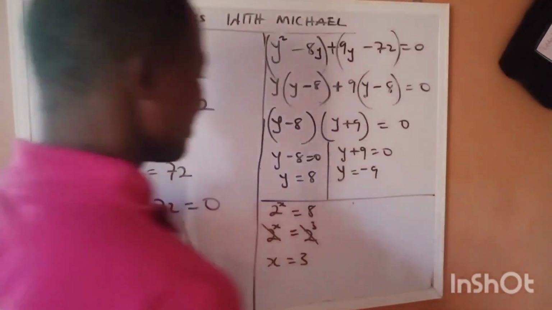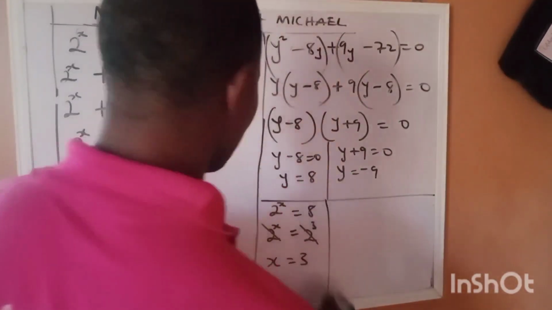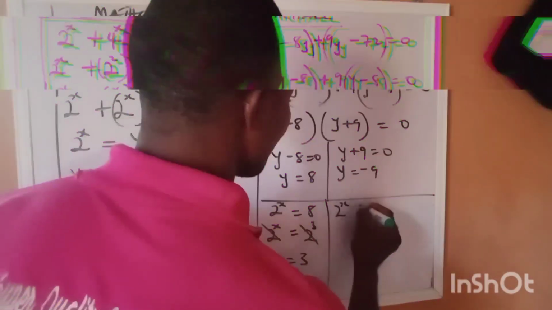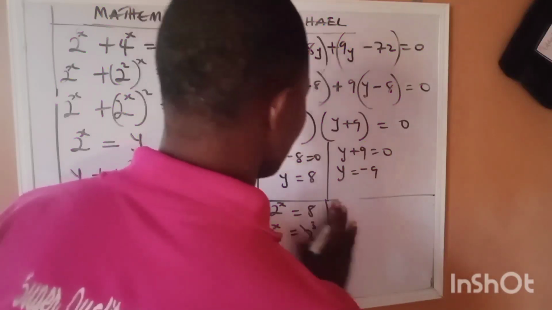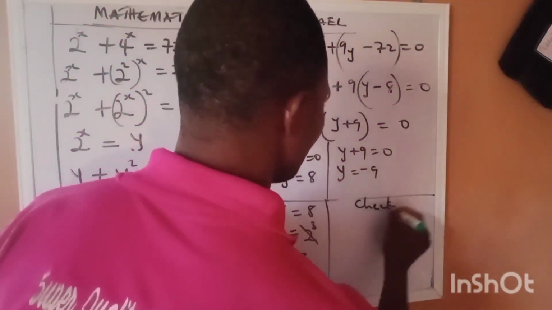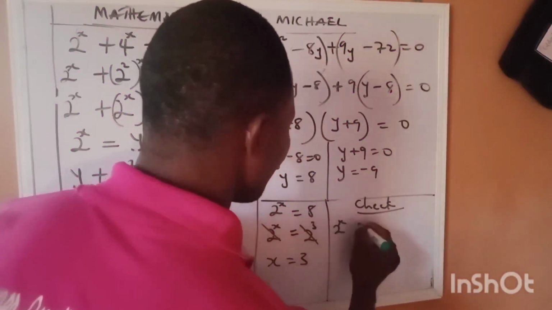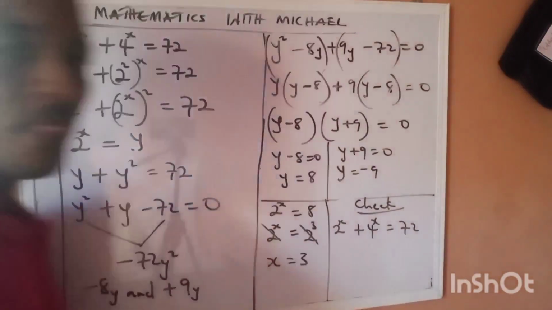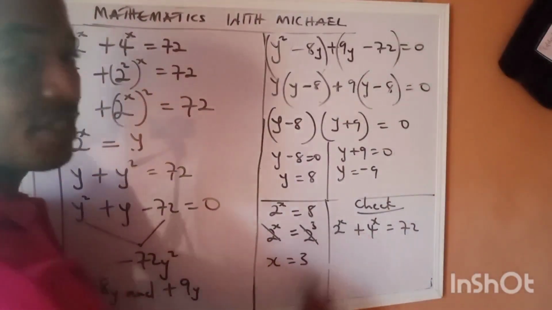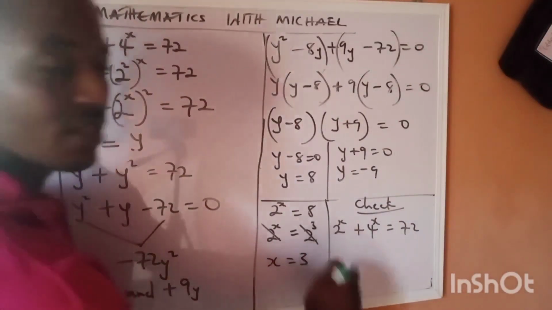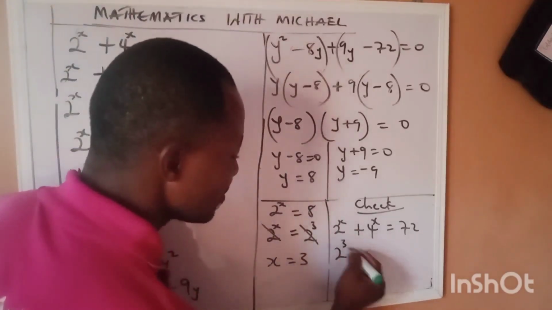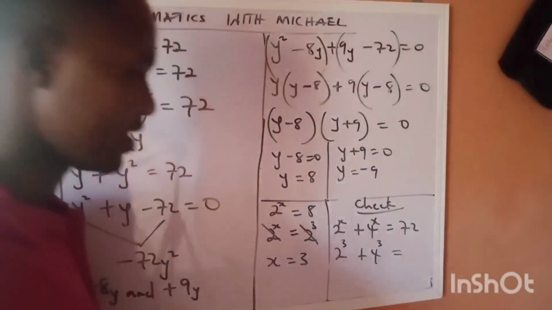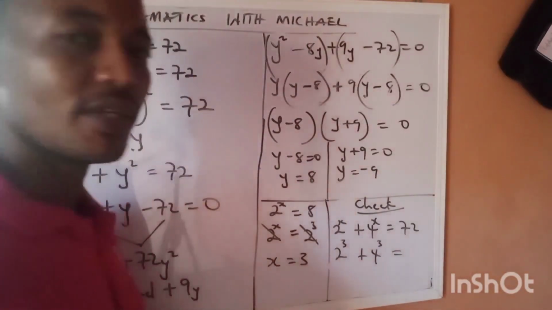So let's confirm if that is true from the question that says 2 raised by x plus 4 raised by x equals 72. Alright, now I have known the real value of x is what? 3. So I have 2 raised by 3 plus 4 raised by 3. Will it give me 72? Okay, let's find out. 2 raised by 3 should be 8, right?